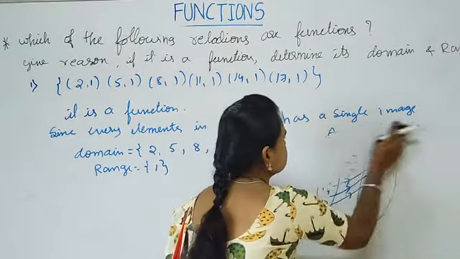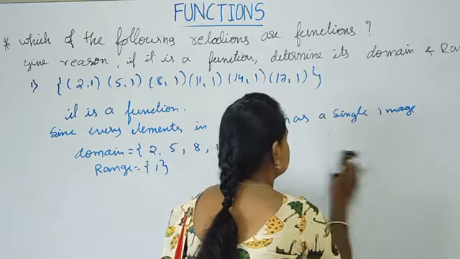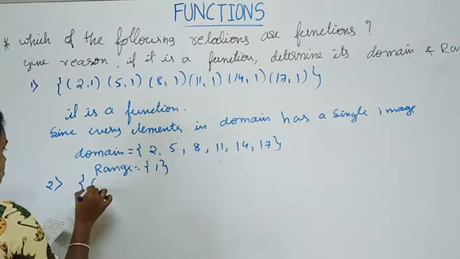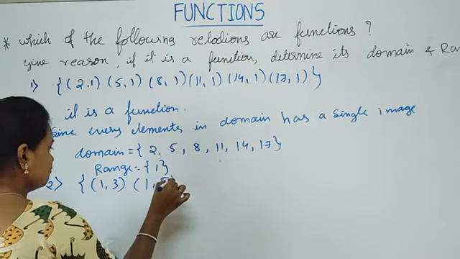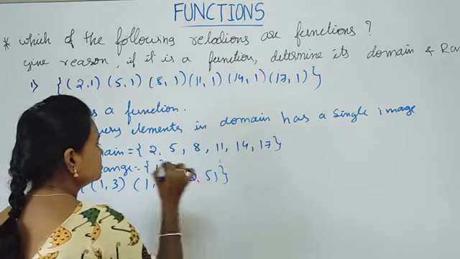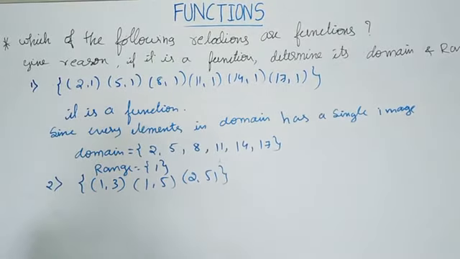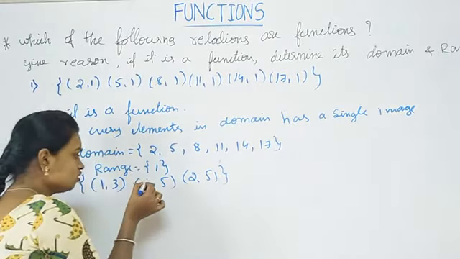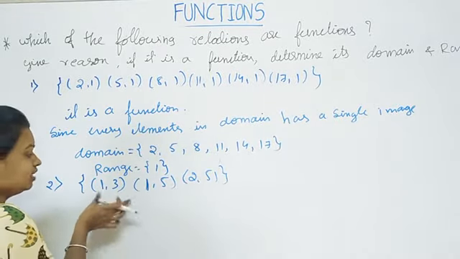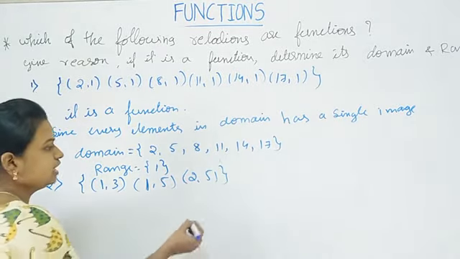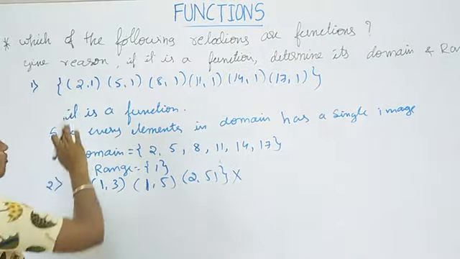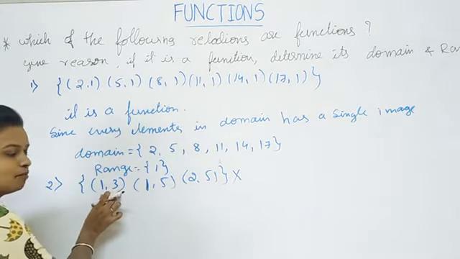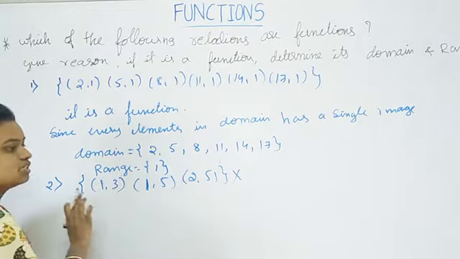Understand? So I will give another example. So the next one is 1, 3, 1, 5 and 2, 5. Whether this relation is a function or not, we have to find. So observe that here we have 1, here also we have 1. The first element gets repeated. So clearly this is not a function. If the first element does not repeat, then that is called a function. Here the first element 1, 3 and 1, 5 we have. So this is not a function.